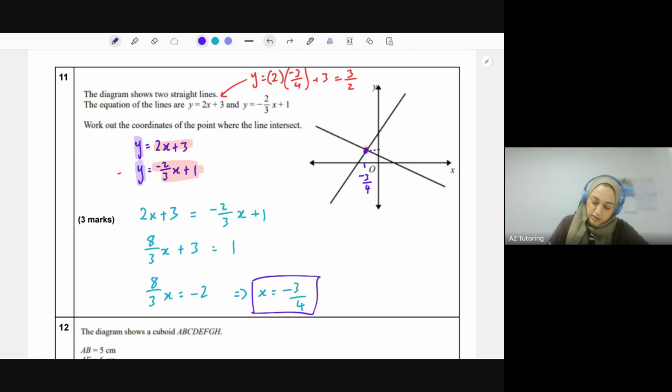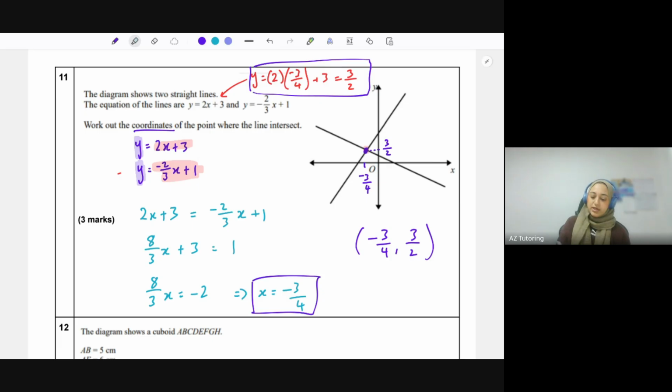I'll keep it as a fraction, just keep it uniform, 3 over 2. That's not a final answer. We can't say x equals minus 3/4 and y equals 3 over 2 because the question's asked for coordinates. So you need to give it as coordinates. The coordinate is x is minus 3/4 and y is 3 over 2. So we have to give our answer like that because that's how it's asked for, and that's the answer for that one there.